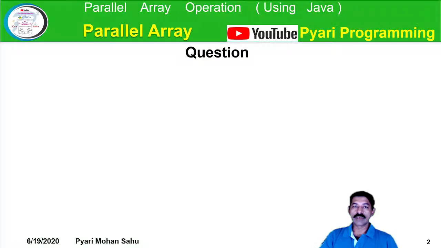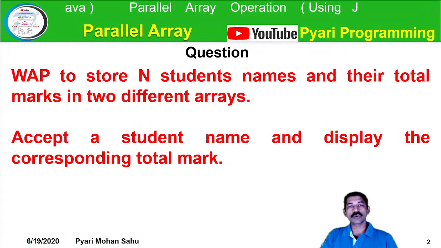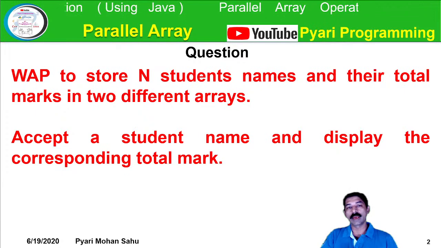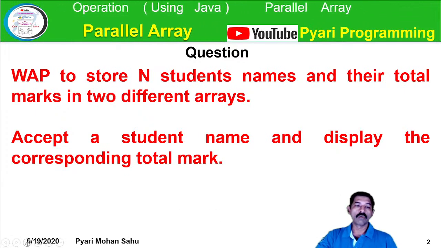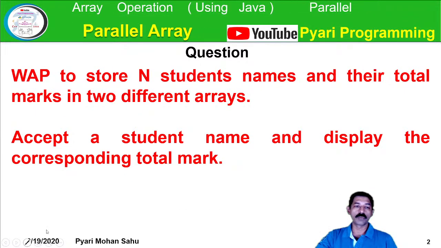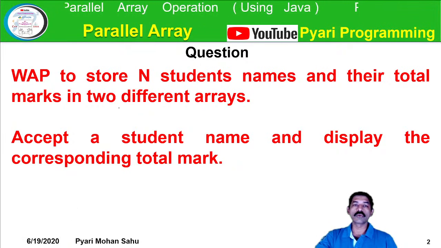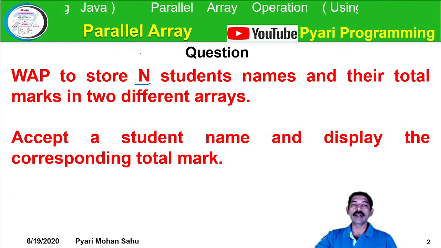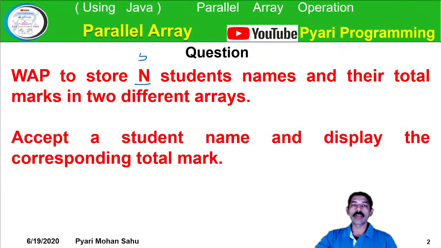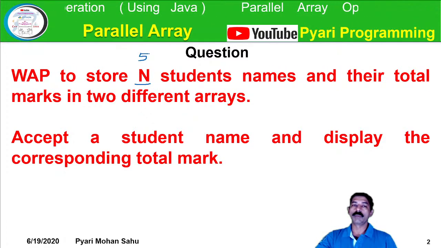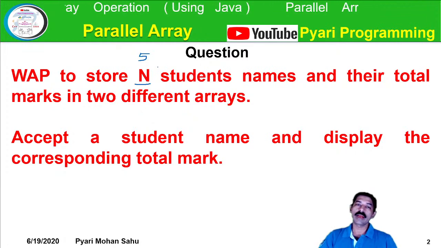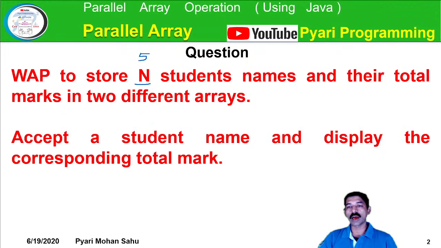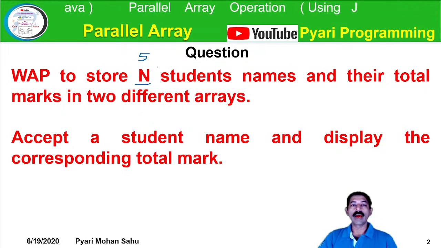So we'll see the first question. The first question says, write a program to store n students' names. What is this n now? We have never done this kind of programming. What is this n student? Now that means if the user enters 5, I need to store 5 students' information. If the user enters 10, then I will store 10 students' information. So these are called your n.